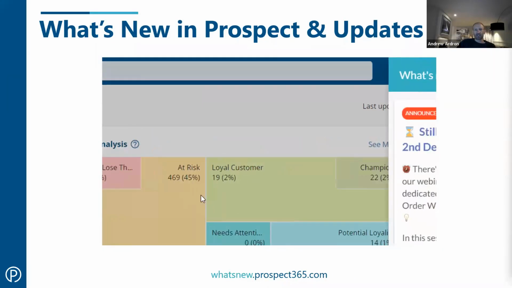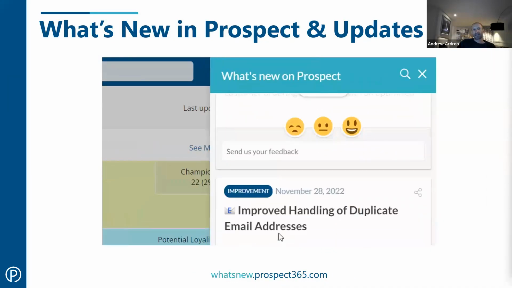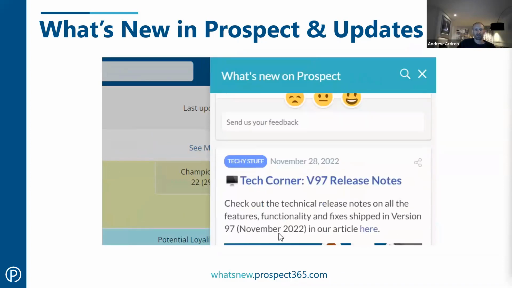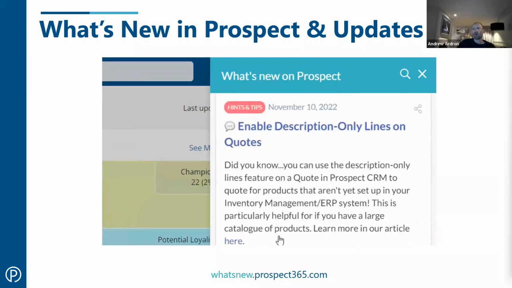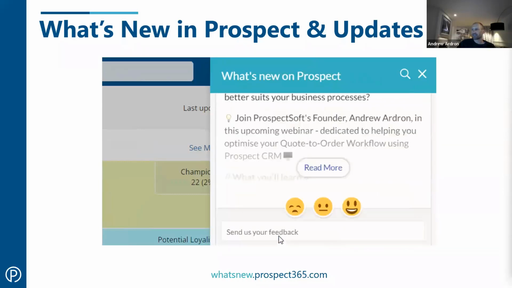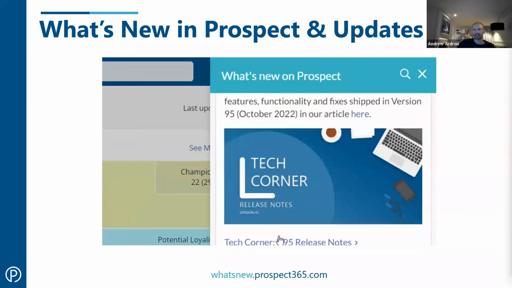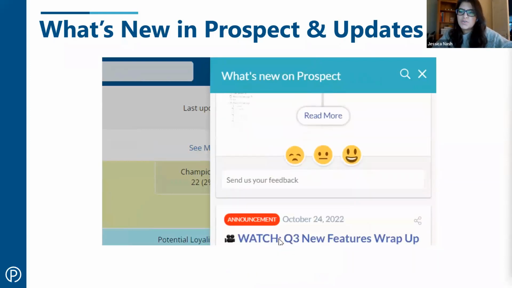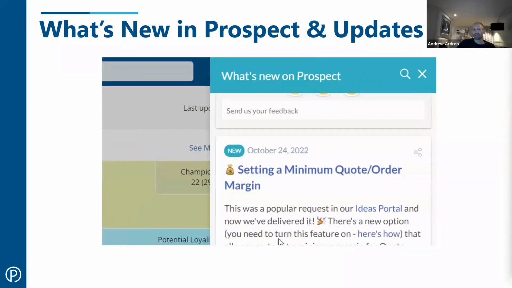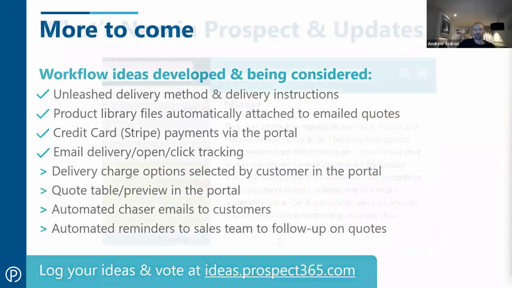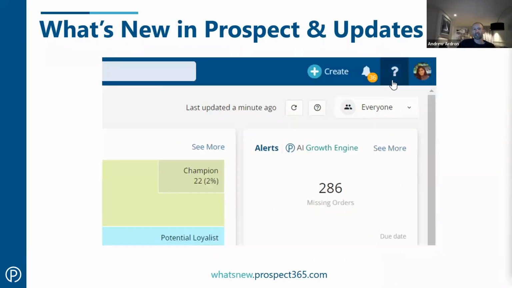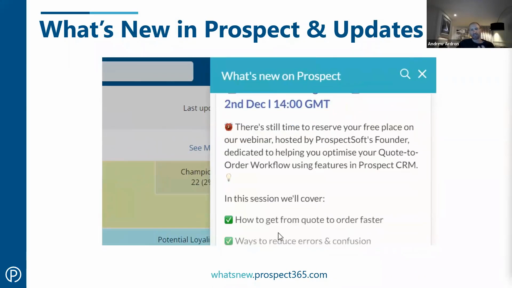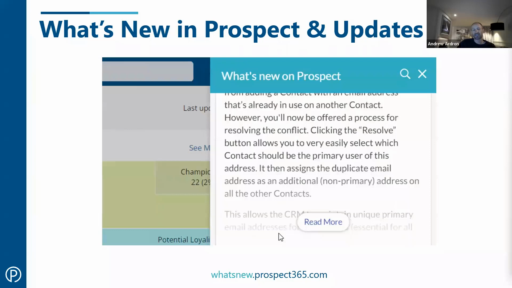Obviously, we're releasing new features all the time, and just want to make sure that everybody knows that they can go to whatsnew.prospect365.com, or they can, I don't know if this video is going to go back to the start. The question mark in the top right-hand corner of your CRM. I think it does go to the start. Go back and go forward again. There we go. You can click the question mark and what's new, and then you can see new releases.